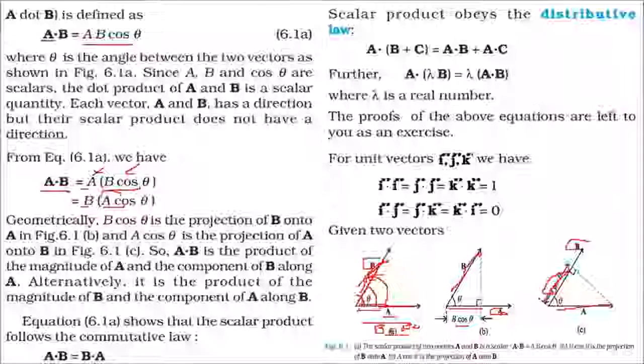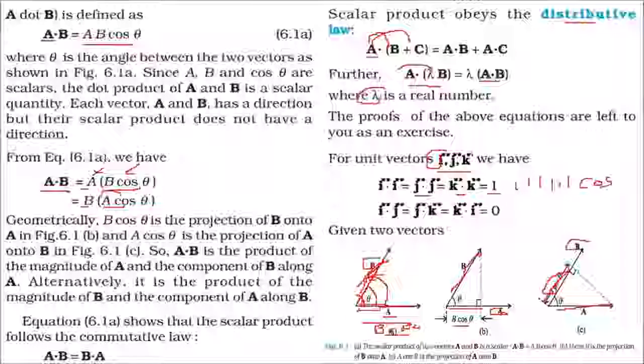Also, the scalar product obeys the distributive law. A dot (B plus C) is A dot B plus A dot C. A dot lambda B is equal to lambda times A dot B, where lambda can be any real number. And i, j, k are unit vectors. If you take the dot product of i and i, that is going to give you 1. Likewise, j dot j and k dot k will give you 1. The simple reason is i dot i is magnitude of i into magnitude of i into cos of the angle between the same vectors, which is 0. Because this is a unit vector, the magnitude is 1, here 1, and cos 0 is also 1. So you get 1.